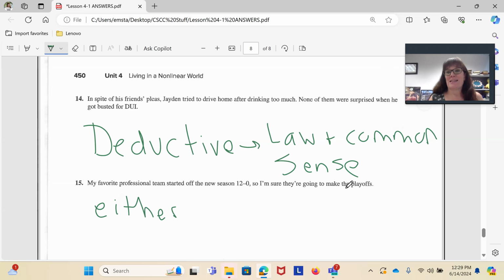And he gives a great example in the text. If it's a baseball team, baseball teams play roughly 162 games, so 12 is nothing. So we really can't say for sure if they're going to make the playoffs. If it's football, if you go 12-0, it's pretty likely you're going to make the playoffs.